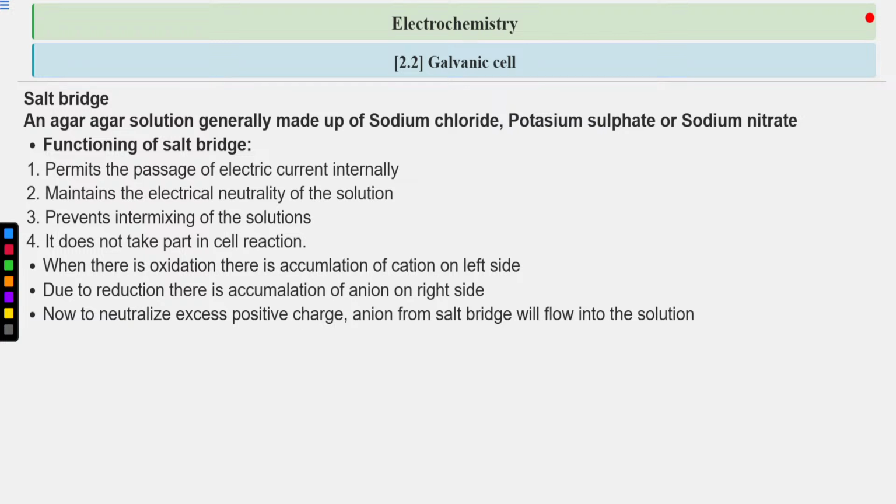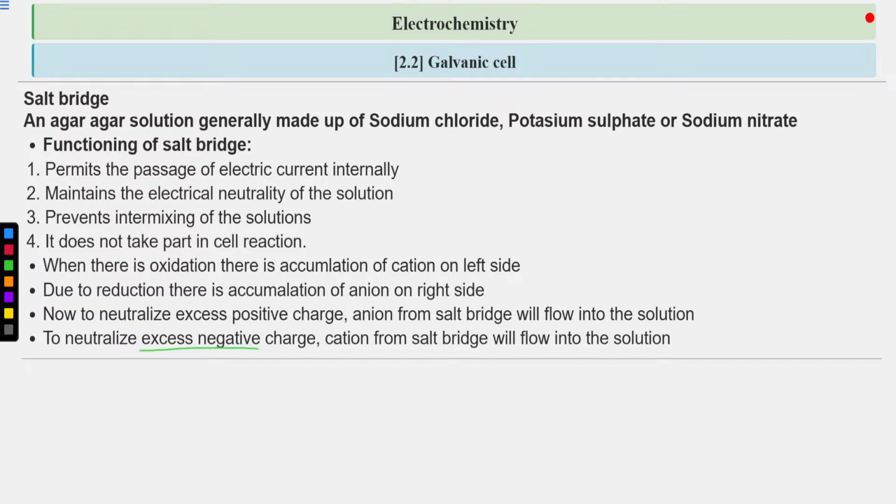Now, to neutralize the excess positive charge, anions from the salt bridge will flow into the solution. So basically, when there is oxidation, the cations accumulate on the left side. When there is reduction, there is accumulation of anions on the right side. And if you want to neutralize this excess positive charge, the anions, which are of negative charge, from the salt bridge will flow into the solution to make the solution neutral.